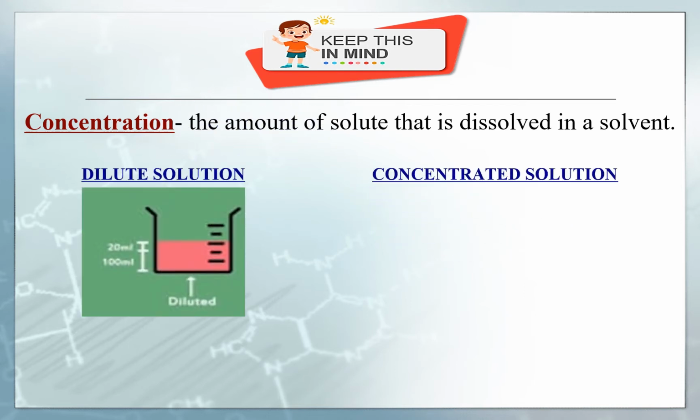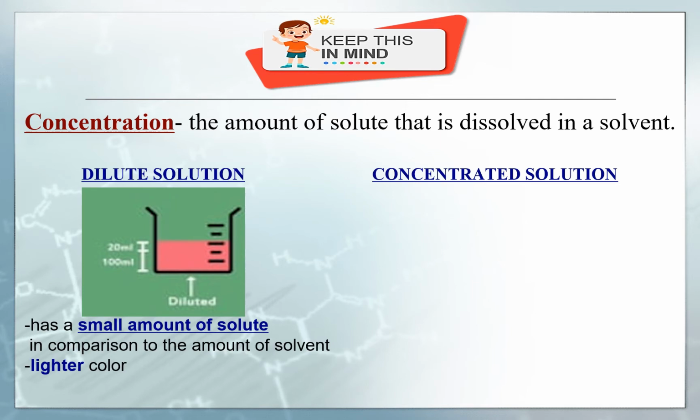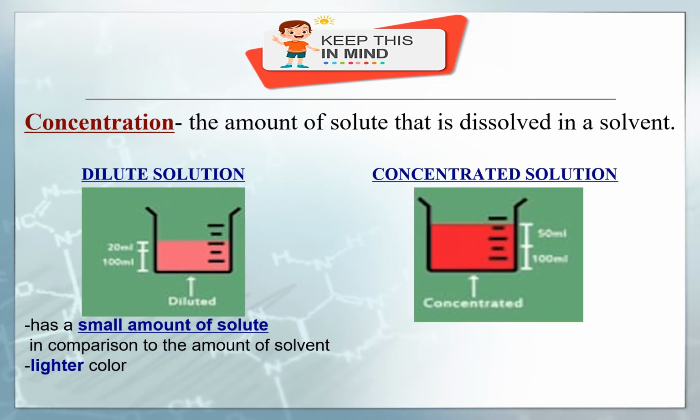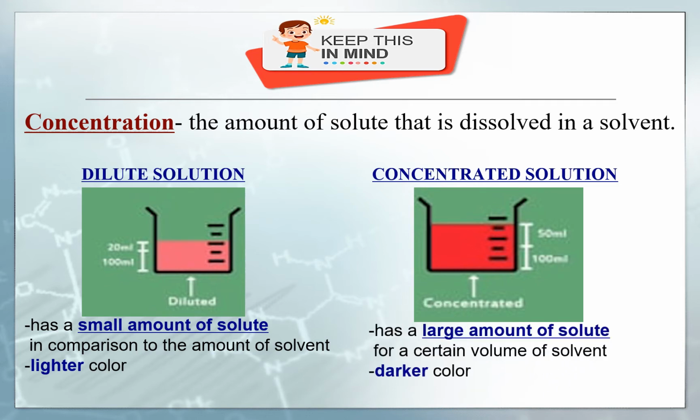Example of dilute solution: in a beaker, a 100 ml of water has 200 ml of solvent. So the result is it has a small amount of solute in comparison to the amount of solvent, and it has a lighter color. When we say concentrated solution, in a 100 ml of water with 50 ml of solvent, it has a large amount of solute for a certain volume of solvent, and the result, it has a darker color.